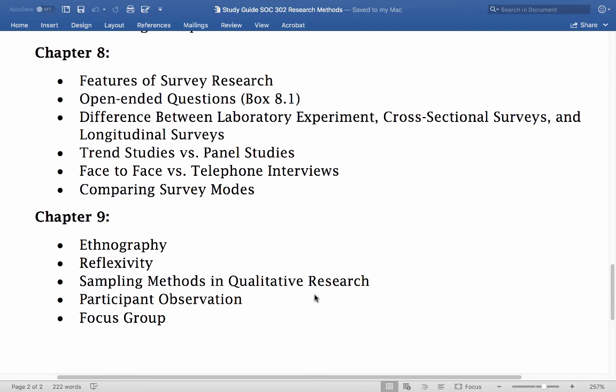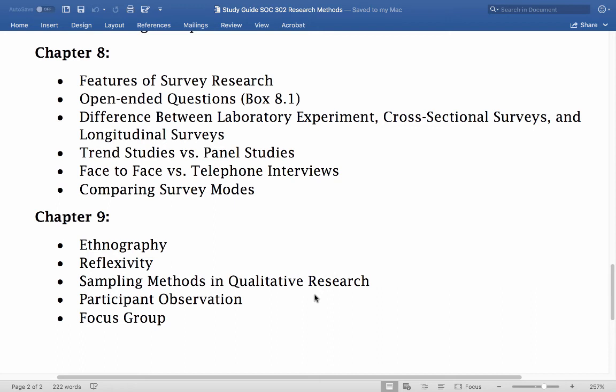Let's see. Face-to-face versus telephone. Okay, so just the idea that compared to face-to-face interviews, telephone interviews need to be easier to ask, because you don't have the opportunity to probe as much. You don't often have as much time for those telephone interviews. Like, people want to get off the phone. So you have to make kind of a quicker, easier version of your questions.